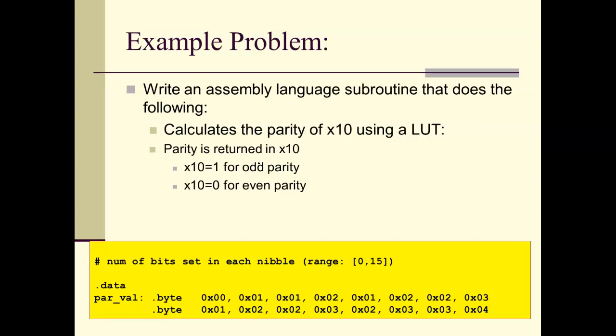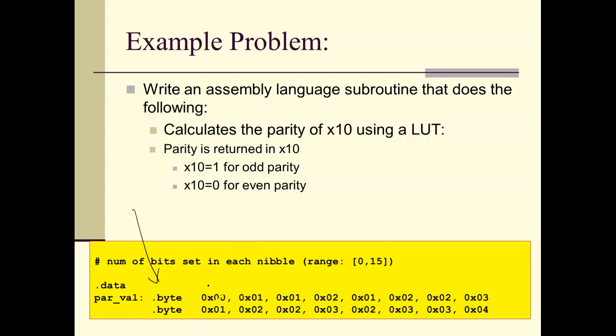use a lookup table. Now, this is the lookup table we're going to use right here. This lookup table has to do with nibbles. It looks at nibbles. Nibbles are 4 bits. So in a register, there are going to be 8 sets of 4 bits. What I'm going to do is run each of those nibbles through the lookup table and count how many ones there are.